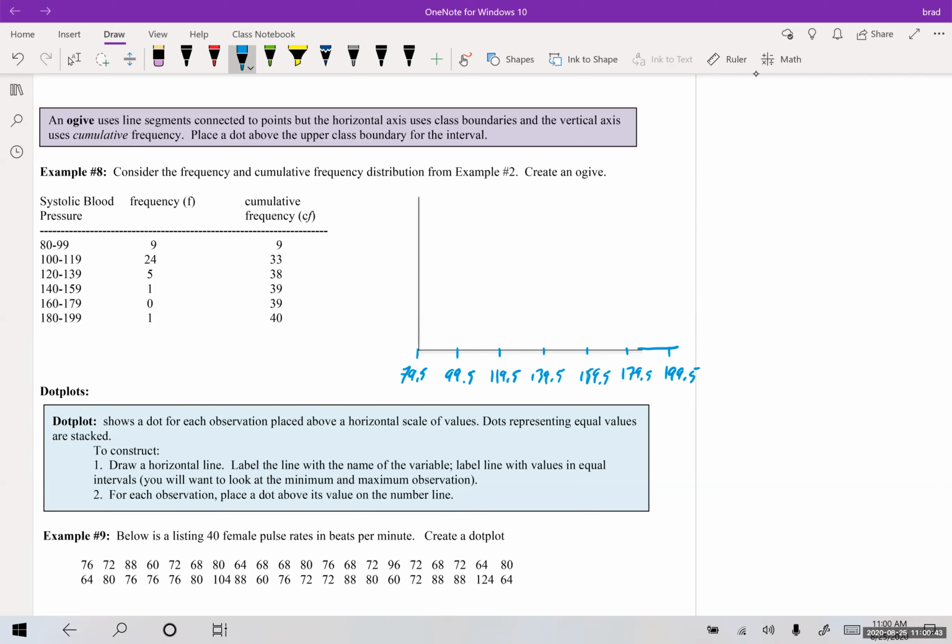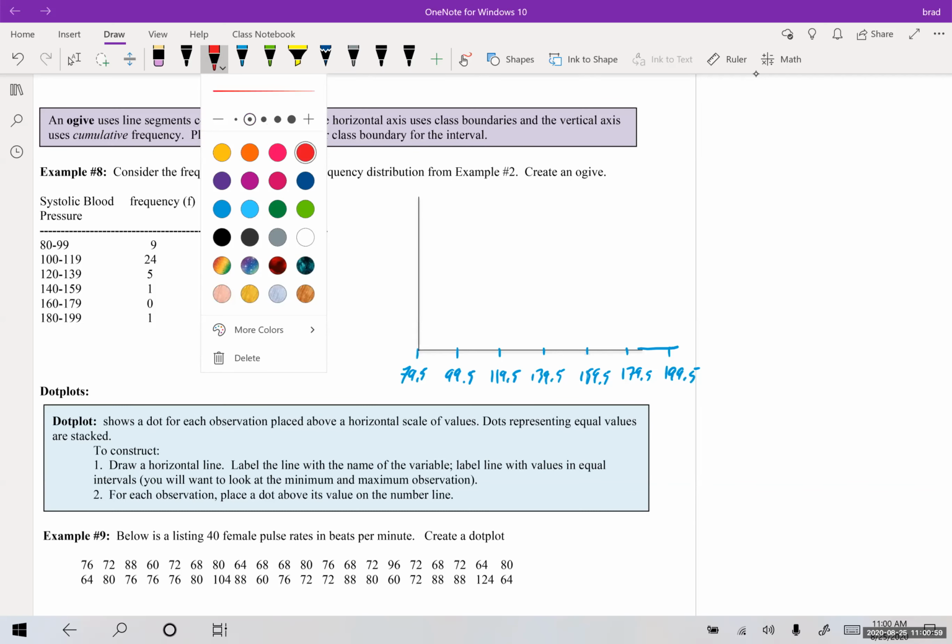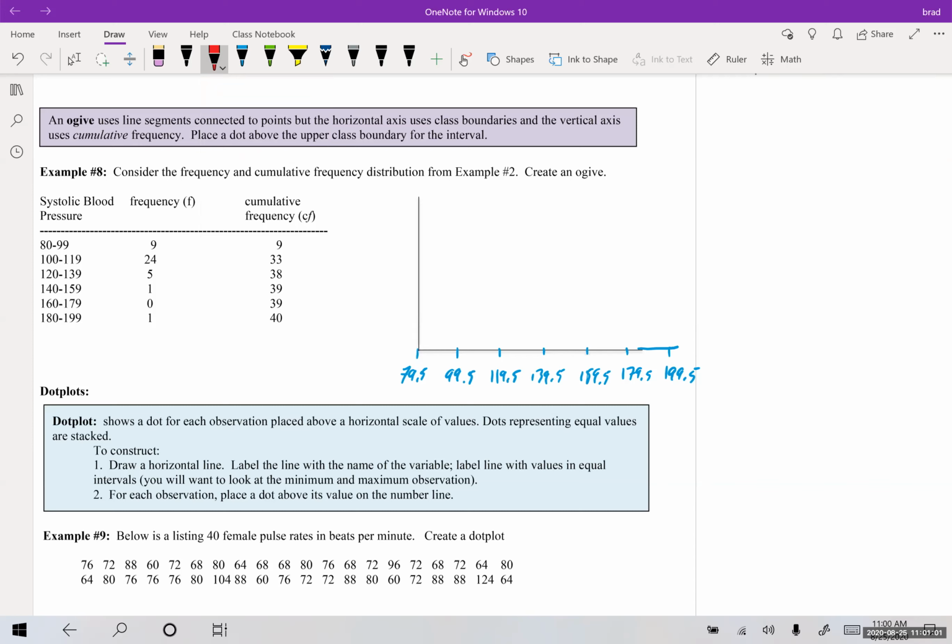Okay, and then it uses cumulative frequency instead of regular frequency. And remember, cumulative just means you add up all of the values that are at your class interval and then what came before it. So I'll try red this time. Maybe I can use it with a smaller marker. Okay, so 79.5 had 0.